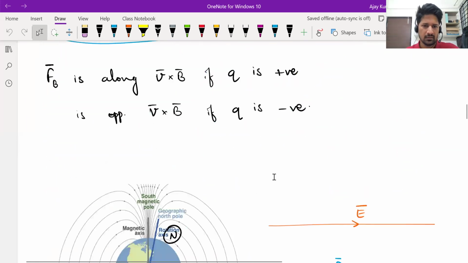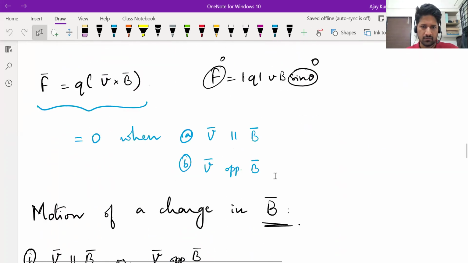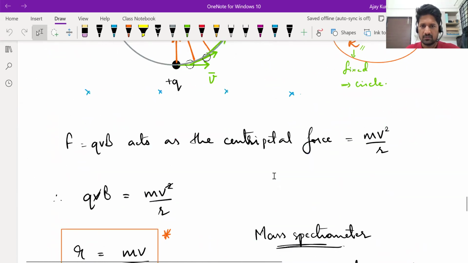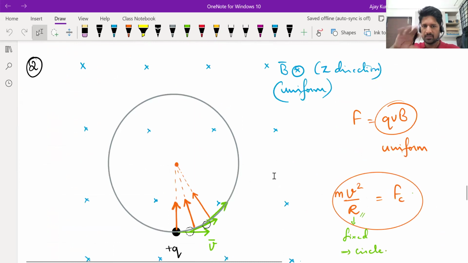Okay. So we discussed the magnitude of the force. Then we were discussing the different cases. When velocity is parallel to the magnetic field or exactly opposite to it, the cross product becomes zero, the force becomes zero. And when velocity is perpendicular to the magnetic field, if the magnetic field is uniform, the particle moves in a circle like this. So we'll discuss this case elaborately and then we'll move on to the next case.